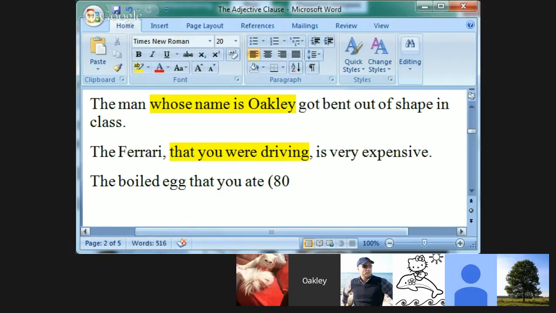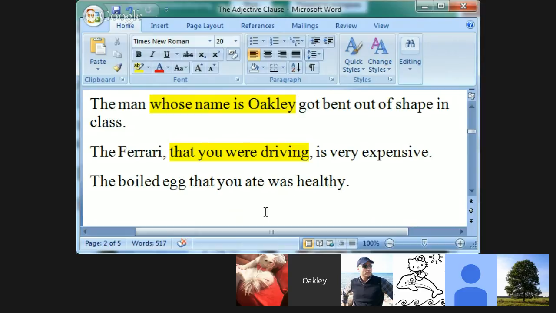Ate sounds exactly like the number 8, Rasha. Okay. The boiled egg that you ate is healthy. Okay, you ate is past tense. Should this be is healthy or was healthy? Oh, sorry. Was healthy. Probably better to match tenses here.